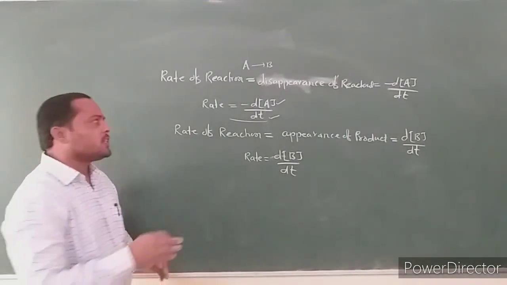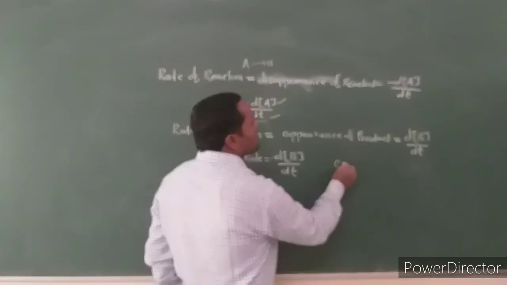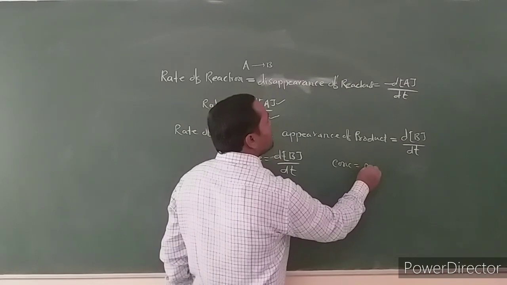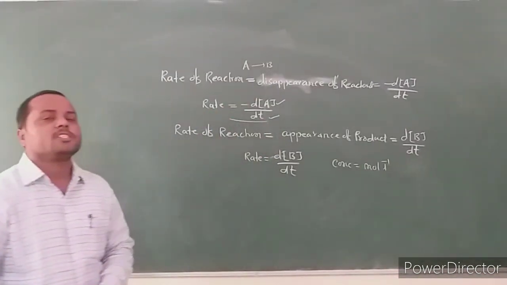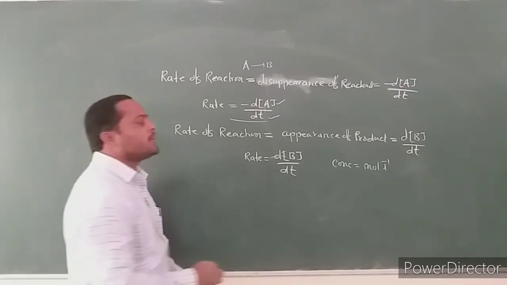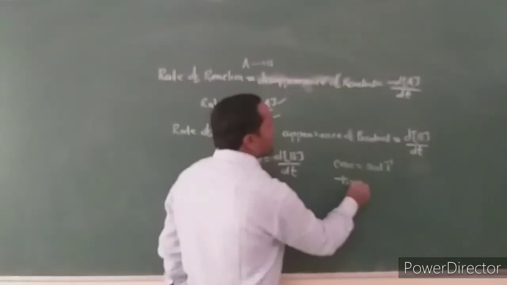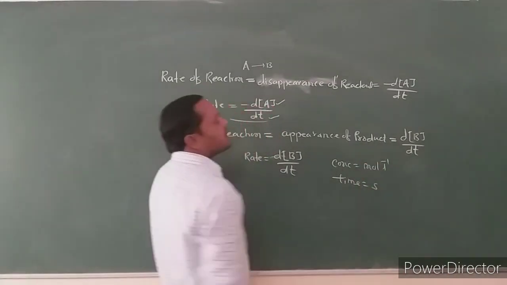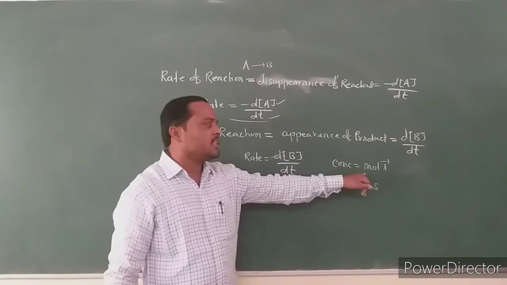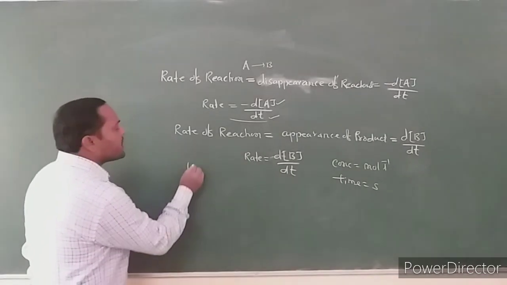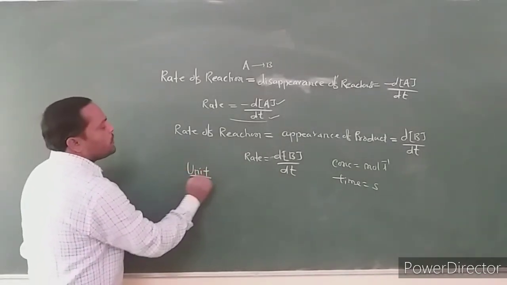On the basis of this, what is the unit? Generally, concentration is measured in mole per liter, and for a chemical reaction, time is generally measured in second. What is the unit of rate of reaction?